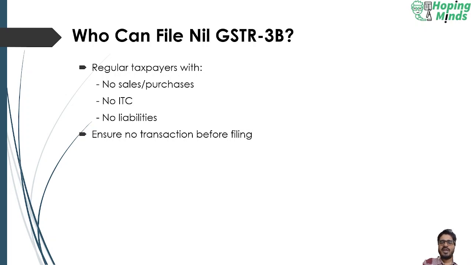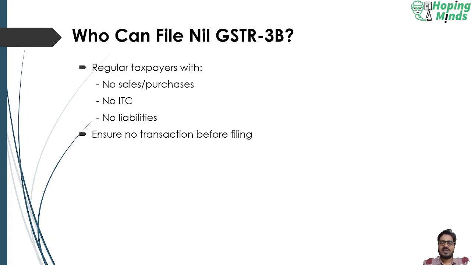Also, if there is no input tax credit but the taxpayer wants to make certain reversals of prior period during the current reporting period, then also nil filing of GSTR-3B is not possible. He has to report such reversals in the GSTR-3B return and pay the corresponding taxes against such reversals either through input tax credit or through cash.